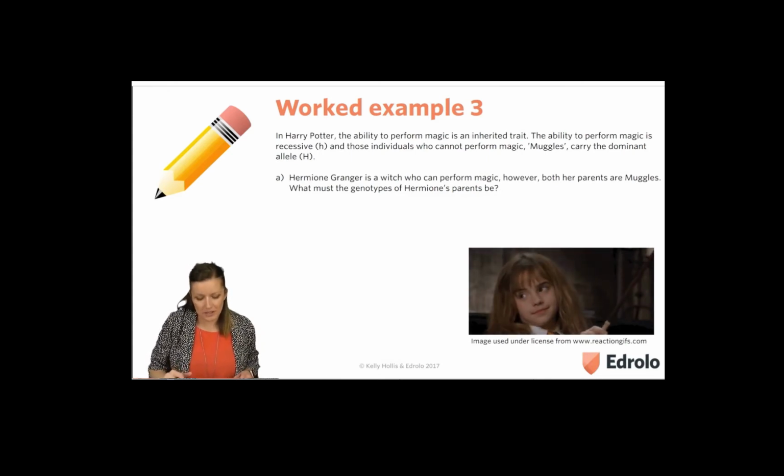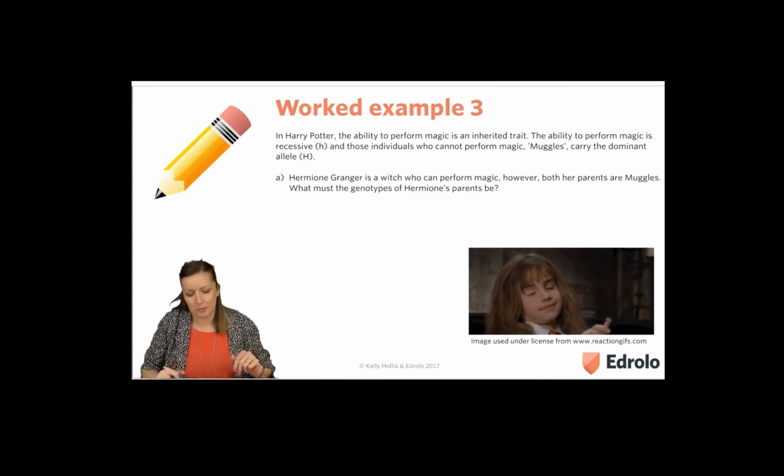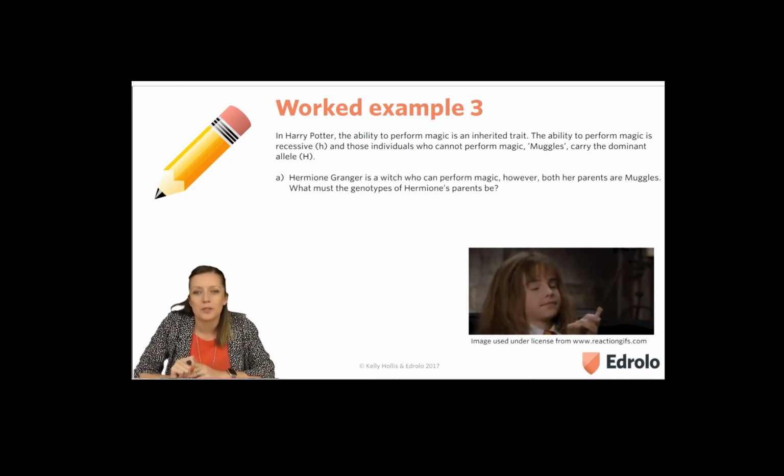Okay, so let's go back to looking at our Harry Potter example that we started off with. So as we know, in Harry Potter, the ability to perform magic is an inherited trait. The ability to perform magic is recessive, and those individuals who cannot perform magic, which we refer to as muggles, carry the dominant allele, so a big H. Hermione Granger is a witch who can perform magic, however both of her parents are muggles. What must the genotypes of Hermione's parents be?